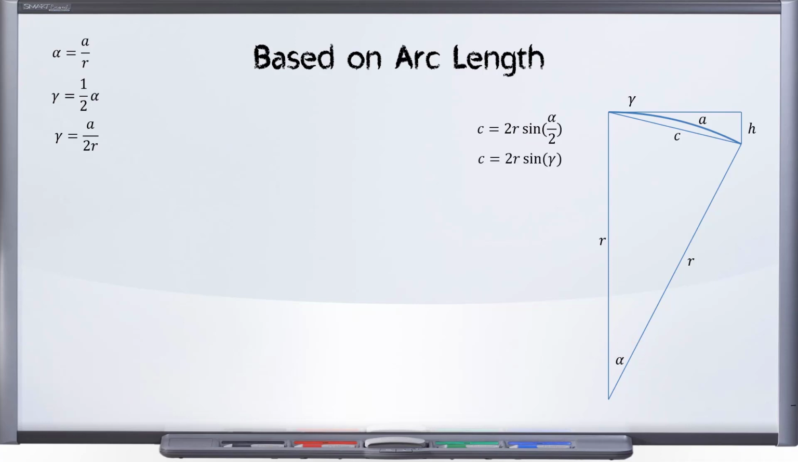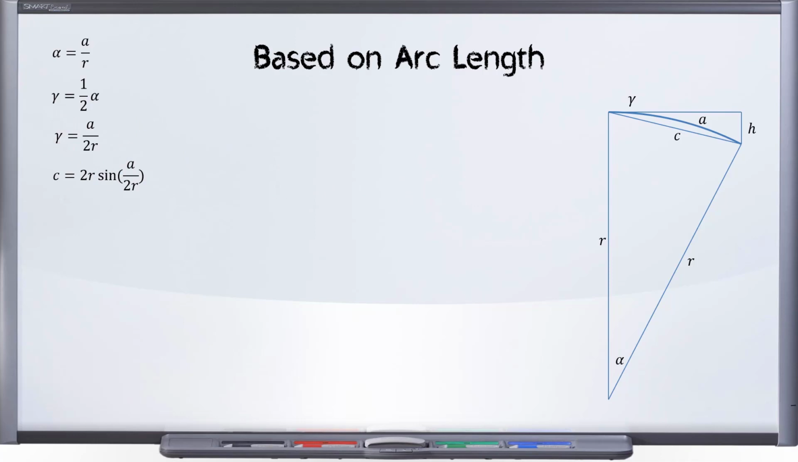And alpha over 2, of course, that's gamma, right? We had that. And gamma, we can put in the original numbers there for gamma, and we'll get that the chord length is 2 times the radius times the sine of the arc length divided by twice the radius. So we'll save those here. We'll be using those now.